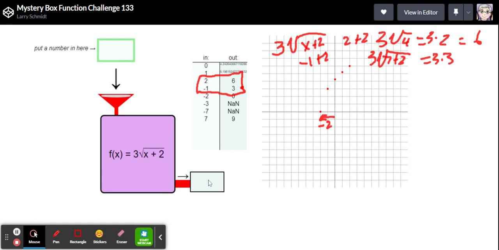I'm going to go ahead and reveal this. Yeah, that is 3 times the square root of x plus 2. And if we graph that, we get that general shape of the square root function, just moved over a couple and then quite a bit steeper because of that multiplier.